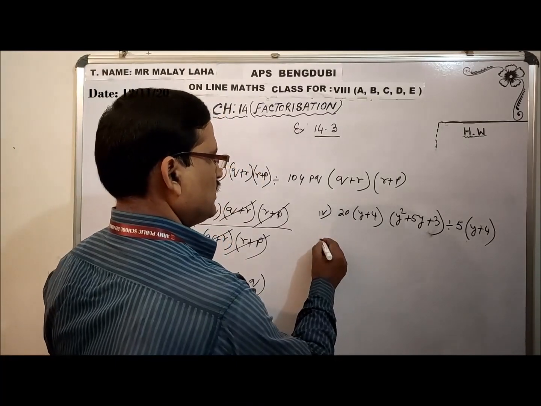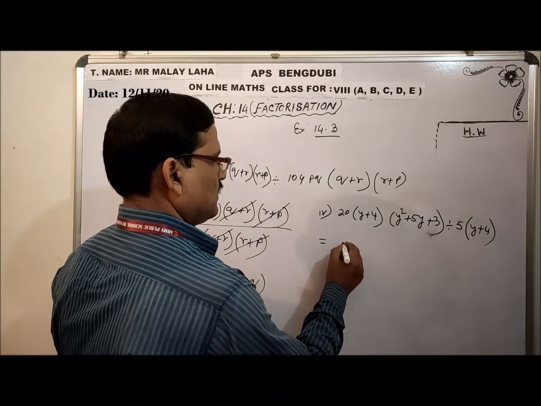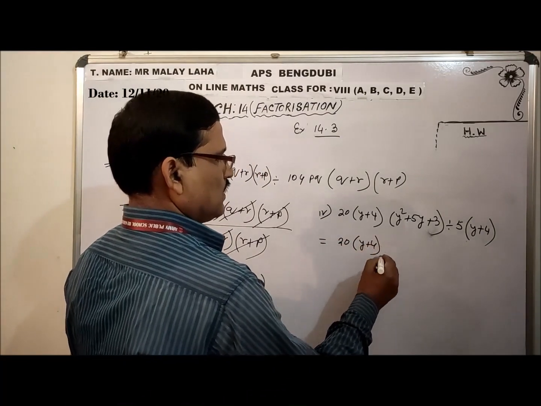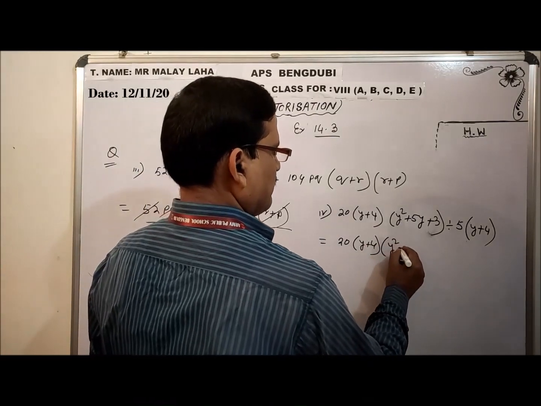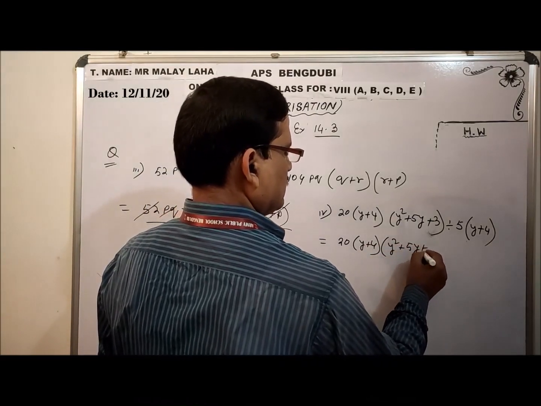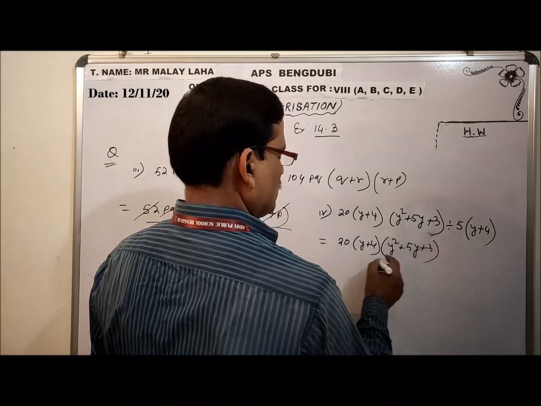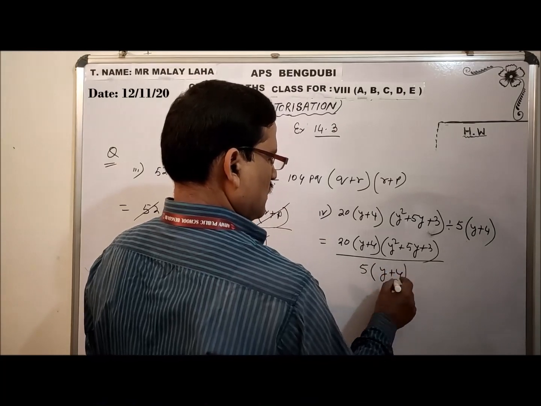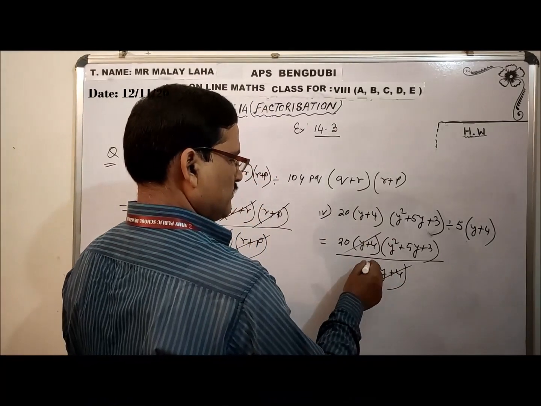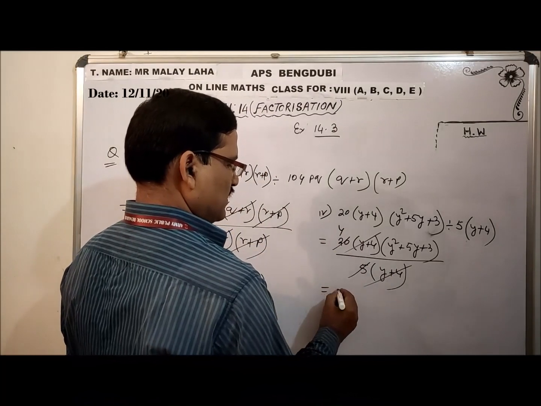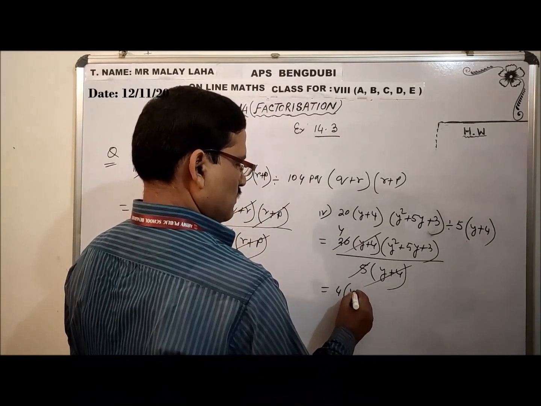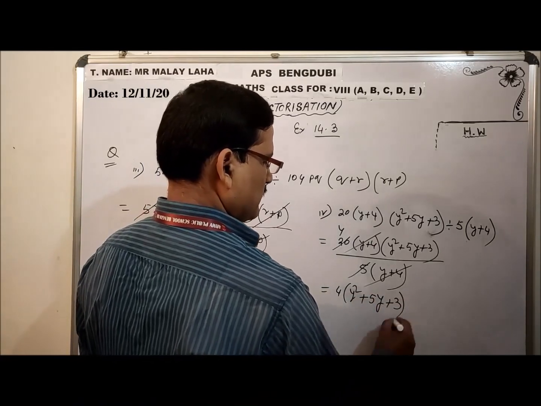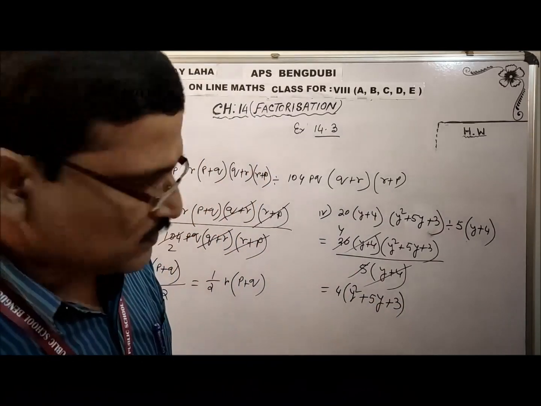So here we write down the division form of this: 20 into (y plus 4) into (4y square plus 5y plus 3) by 5 into (y plus 4). (y plus 4), (y plus 4) cancel, 5 4s are 20. What is left out? 4y square plus 5y plus 3. This is the answer. Clear?